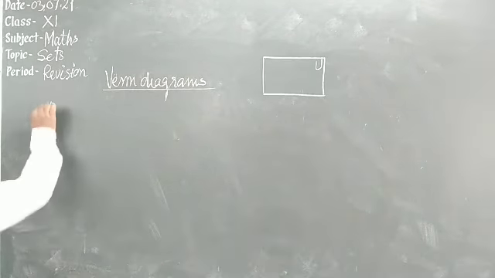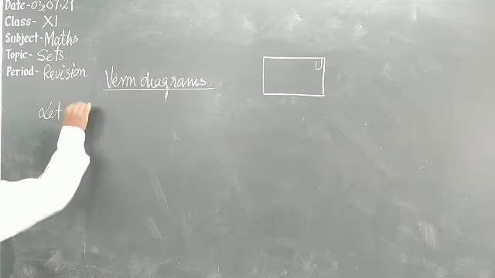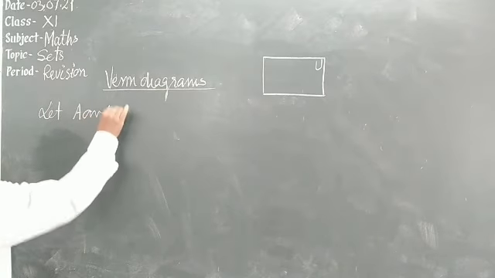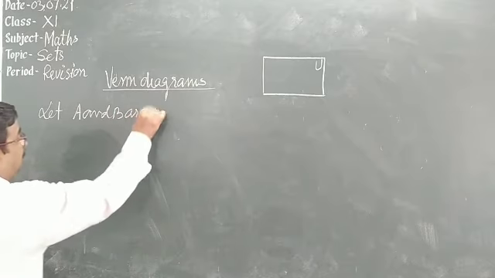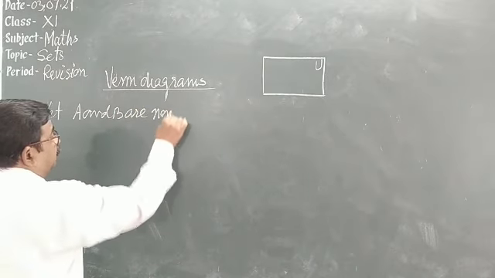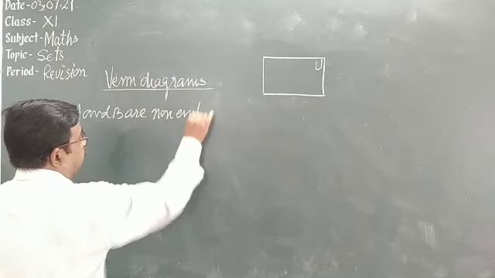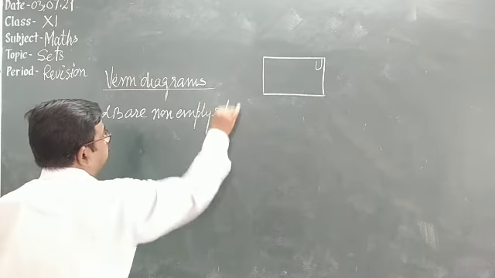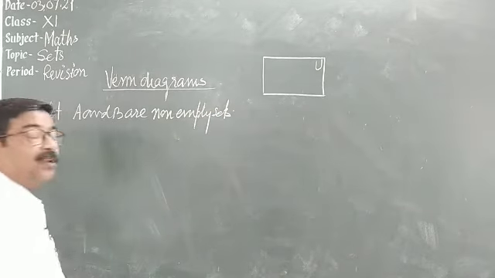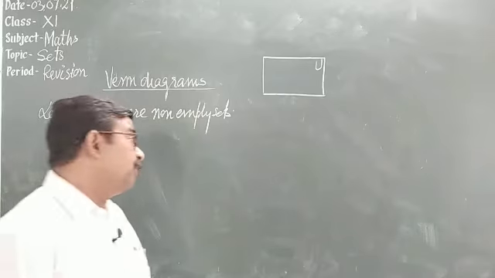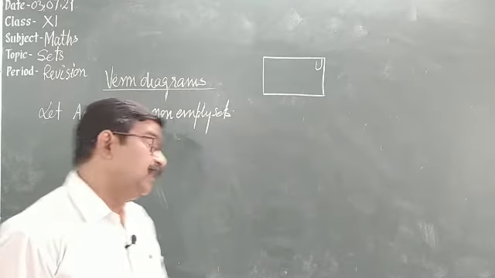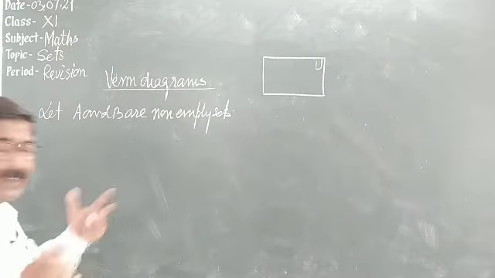I am writing, let A and B be non-empty sets, and U be the universal set. Then we have different cases.